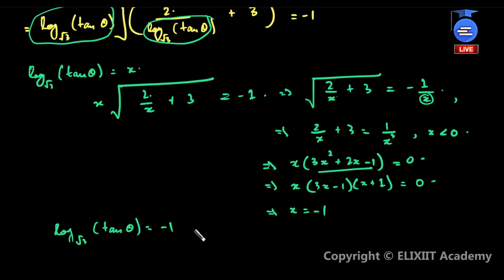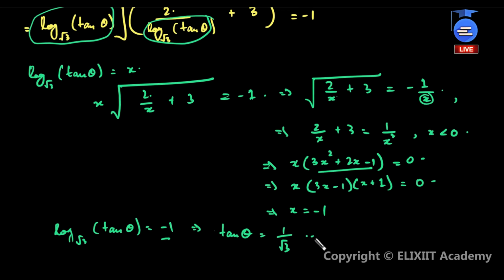Now let's simplify this. This will become log of tan theta base root 3, and here we have minus 1. If you remove this log, tan theta will be, sorry, 1 by root 3. This will become 1 by root 3 by the properties of log.